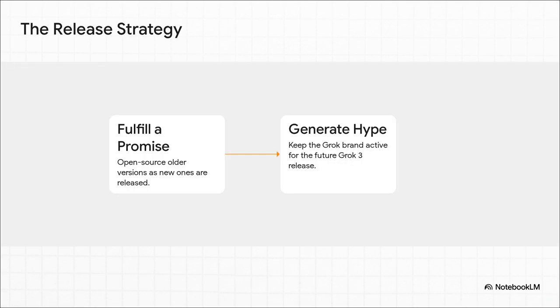So when you put all these pieces together, this release starts to look like a very calculated marketing move. First, it lets Musk check a box and say he fulfilled his promise to open source older models. That helps maintain some goodwill with the community. And second, and this is probably the bigger reason, it gets the Grok name back in the headlines. It creates buzz and keeps the brand relevant, building up anticipation for when they eventually open source Grok 3.